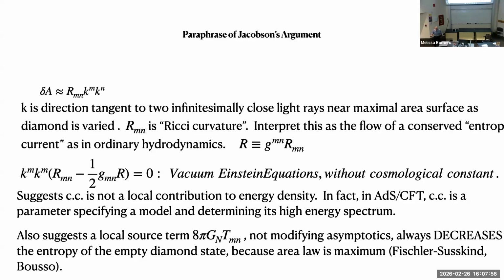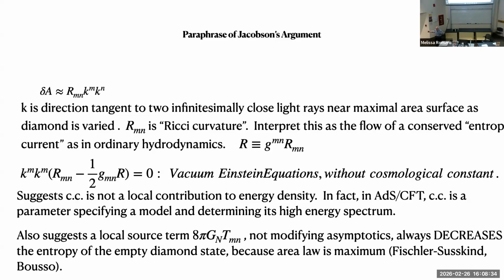Now I'm going to make another statement. There's another hypothesis that was made in 1998 and 1999 by Fischler and Susskind and Bousso, which is that this area law is always a maximum of the entropy. So I said this was a law for the entropy, but what is this? When I talk about the entropy, it's the entropy in some diamond in some particular state of the system.